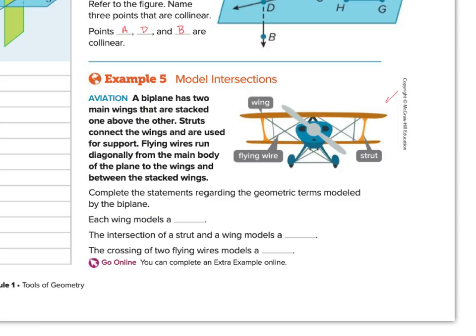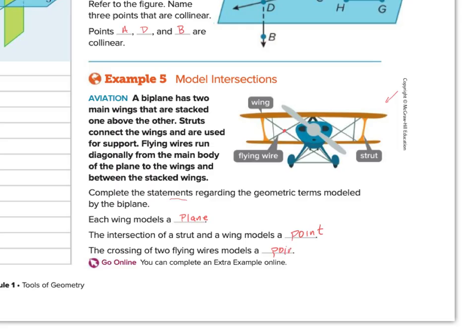Okay, so it says complete the statements regarding the geometric terms modeled by the biplane. Each wing models, I'm going to assume they're trying to think of that 3-dimensional wing. So I would say each wing is modeled by a plane. Right, a plane. The wing is a flat surface. The intersections of the strut and the wing modeled, since these struts are wires, I would say that is considered to be connected at a point. And then crossing the 2 flying wires models, these guys intersect at a point too.